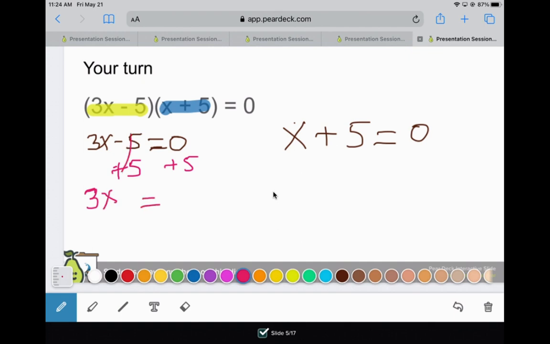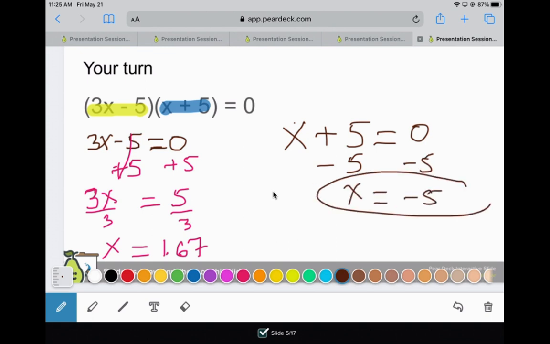3x equals 5, divided by 3. So let's see. 5 divided by 3 gives me 1.67. I round that up because it gives you 1.666, so I round it up to 1.67. Okay, doing the same thing for the second equation, minus 5. So that's negative 5. So these are the 0s or the x-intercepts.